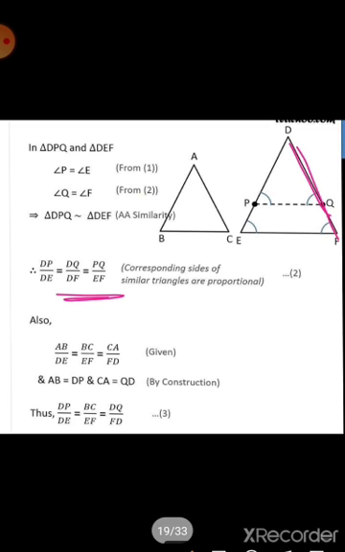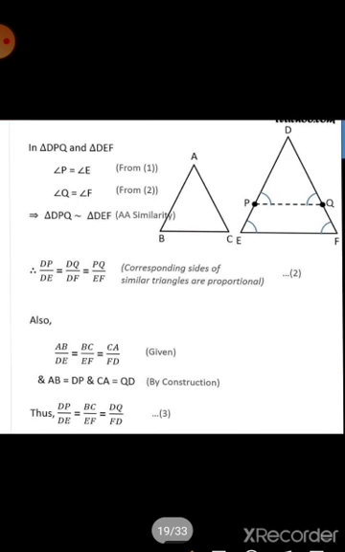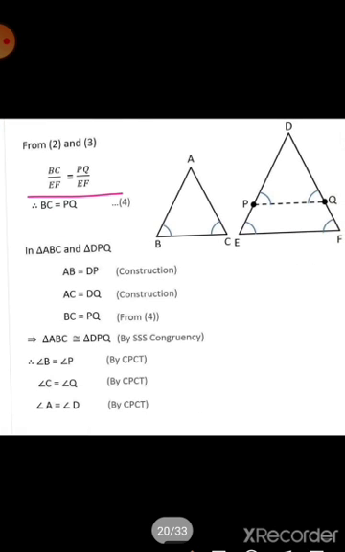But it is given that AB by DE is equal to BC by EF is equal to CA by DF. But we know that from our construction, AB is equal to DP and CA is equal to QD. So, replacing here, instead of AB we can write DP by DE is equal to BC by EF is equal to, instead of CA, DQ by DF. Now, from 2 and 3, we can take that BC by EF is equal to PQ by EF. EF got cancelled. BC is equal to PQ.